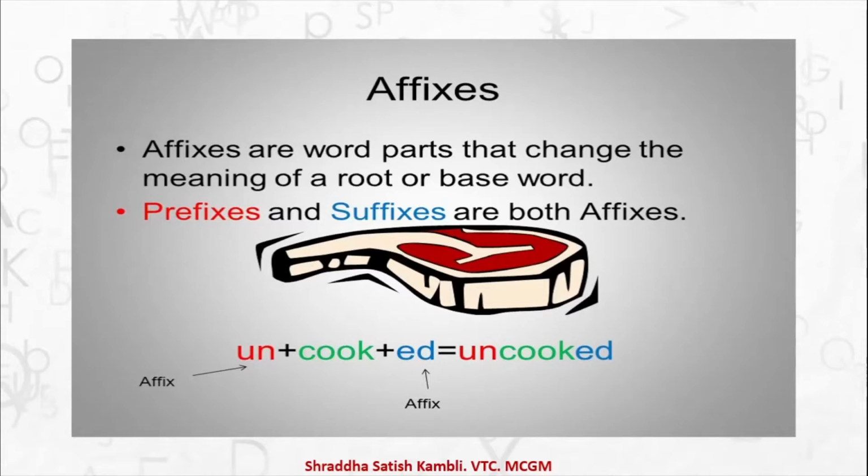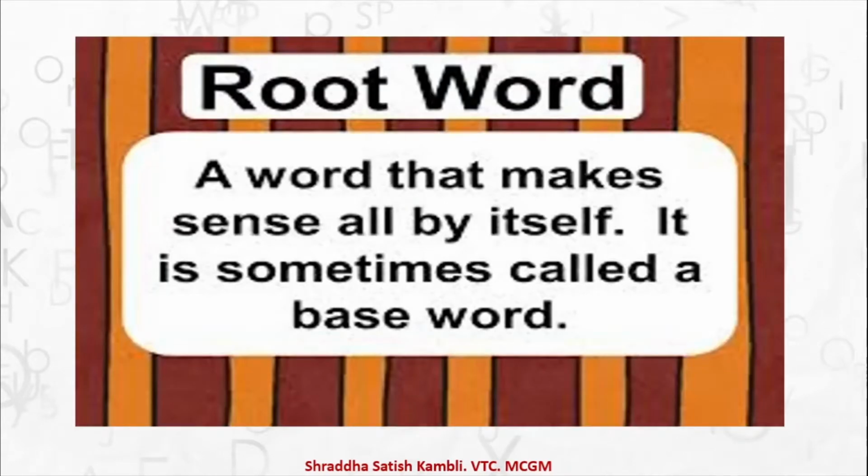Now let us take a look at what are prefixes and what are suffixes. But before that, what does the word root word mean? We looked at a word called a root word. So what is a root word? A root word is a word that makes sense all by itself. Okay, so you need not add anything to it or take away something from it to make sense. So a root word makes sense all by itself. It is sometimes also called the base word, and you can find these base words in the dictionary. Okay, so that is the meaning of root word.